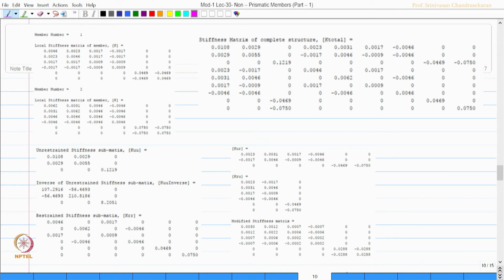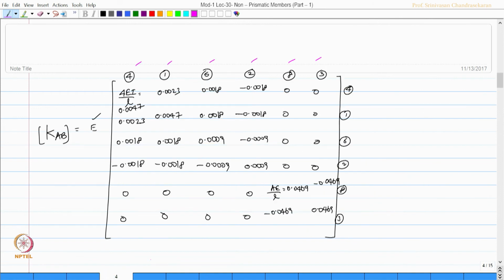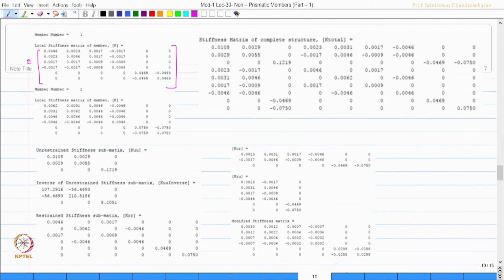Member 1, 0.0046, of course, there is a multiplier E here. This tallies exactly with the matrix that we have here. 4, 7, 2, 3, 18, you can see that, 4, 7, 2, 3, 18, etc. Similarly, member 2, again 6 by 6 with E multiplier.